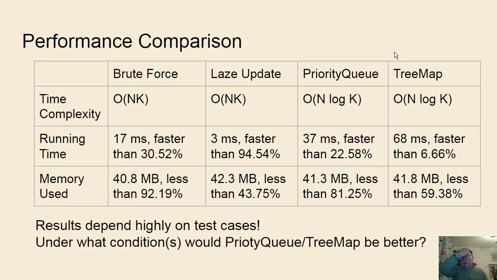So what does that say about these test cases? I want you to think about that. I think this means the test cases generally have relatively small values of k. k may be in the tens, maybe 10 or 20. In those cases, brute force, because it's simple with a small constant factor, is actually faster than log k. But if k is in the tens of thousands, then definitely priority queue or TreeMap will be faster than brute force and lazy update. Okay.